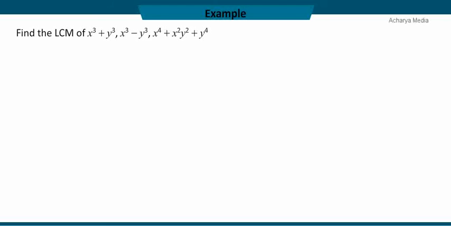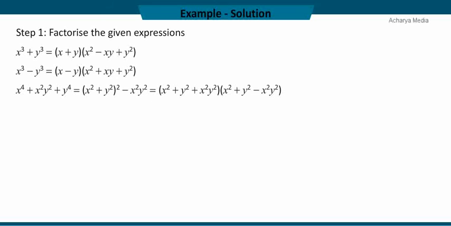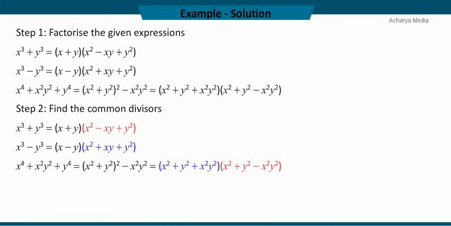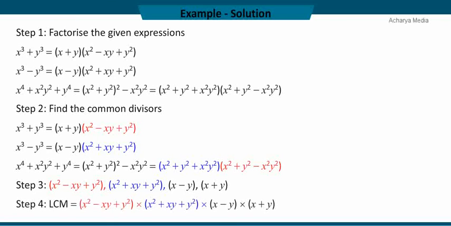Find the LCM of x cube plus y cube, x cube minus y cube, x power 4 plus x square into y square plus y power 4. Step 1. Factorize the polynomials using formulae. Step 2. Choose the common factors. Step 3. Write all the factors of all the given expressions but write the common factors once. Step 4. LCM is the product of such factors.